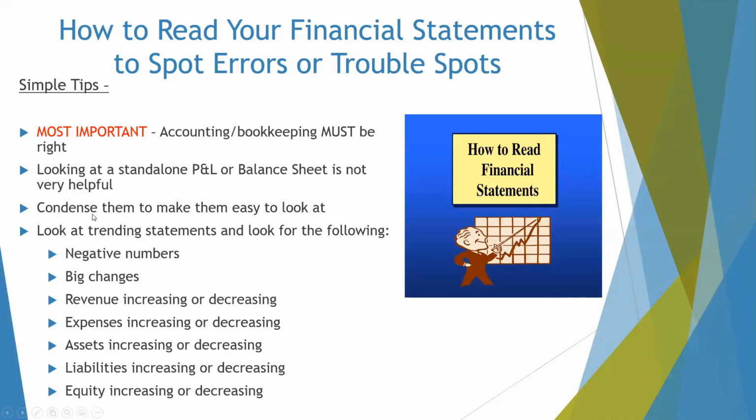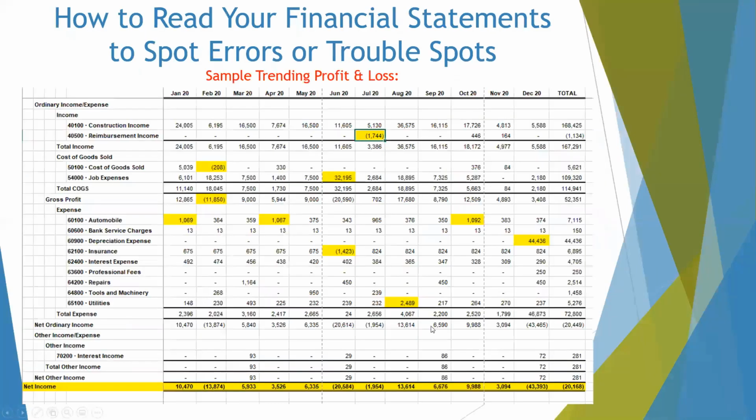Again, you want to condense them, collapse them to make them easy to look at, and then you want to look at trending statements, and I'll show you an example of that to look for the following. You want to look for negative numbers, big changes, and then any of these items, revenue, expenses, assets, liabilities, and equity. Are they increasing or decreasing? And are they going up a lot or a little? All right, so let me show you an example.